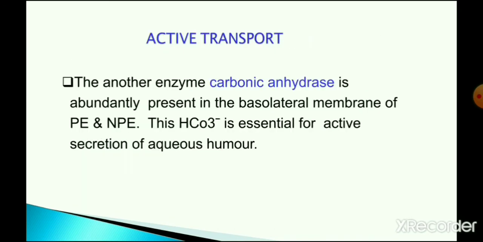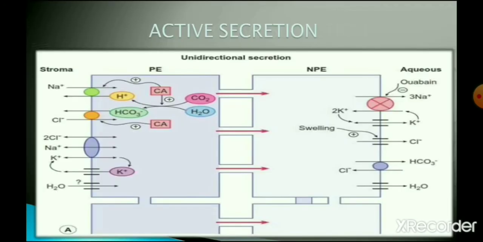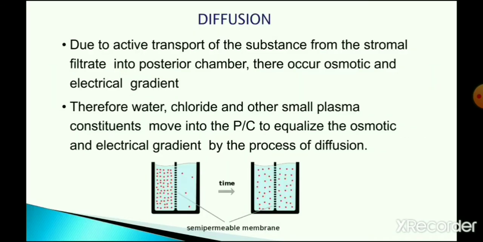Another enzyme used, as we already said, is carbonic anhydrase, which is abundantly present in the basolateral membrane of the pigmented and non-pigmented epithelium. This bicarbonate is essential for the active secretion of the aqueous humor. In this diagram you can see the active secretion of various ions, sodium, chloride, etc., and also the action of carbonic anhydrase, which is splitting carbonic acid to water and carbon dioxide, and diffusion occurs.